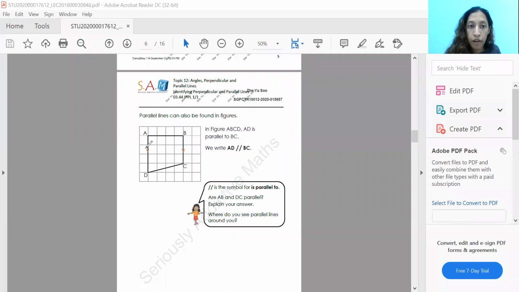So how do you show if they are parallel? You do this thing, this arrow. That's how you show that they are parallel. How are you going to write them? We write AD is parallel to BC. This is the symbol for parallel. So perpendicular would be like that. Parallel would be like this.